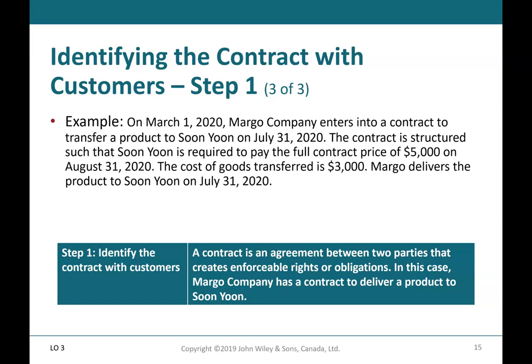Here's the example. On March 1st, 2020, Margot Company enters into a contract to transfer a product to Sun Yun on July 31st, 2020. The contract is structured such that Sun Yun is required to pay the full contract price of $5,000 on August 31st, 2020. The cost of goods transferred is $3,000. Margot delivers the product to Sun Yun on July 31st, 2020. March 1st, contract is identified, no journal entry.